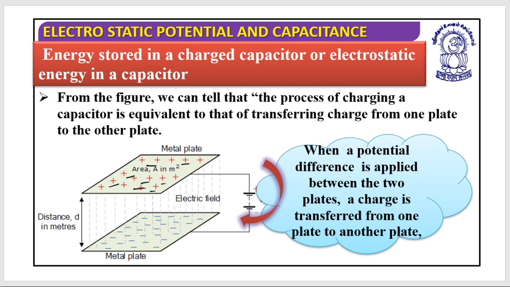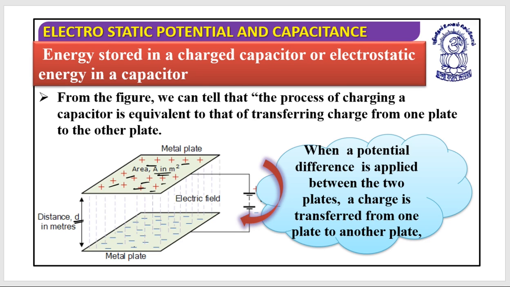If some dielectric slab has been inserted between the plates, the capacitance increases, and if nothing has been inserted between the two plates, we consider that air is the dielectric medium. So this is a plate where the separation between the two plates is d, and the cross-sectional area is A, which is in meter square.